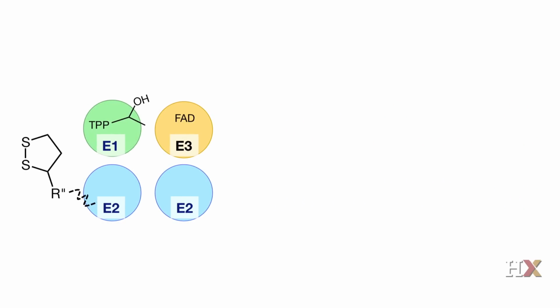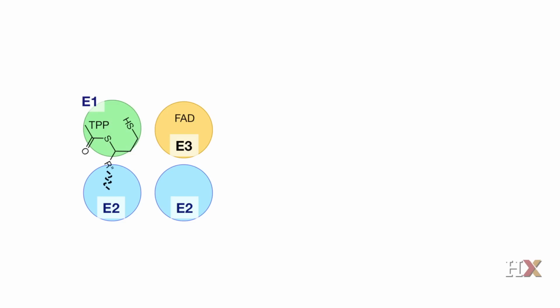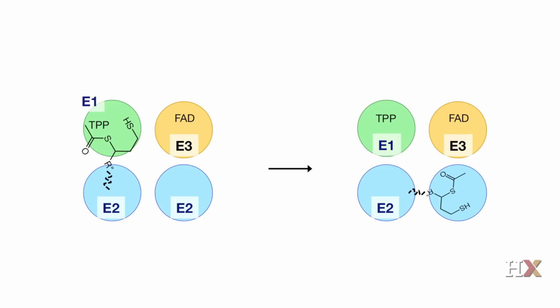During the second step, the flexible arm of lipoamide that is bound to E2 will penetrate into the channel in E1. It will bring the reactive part of the lipoamide arm very close to hydroxyethyl TPP. And E1 will catalyze the transfer of the acetyl group to lipoamide. Upon transfer, the lipoamide arm swings out of the E1 active site and enters the catalytic core formed by the E2 subunits. Now we have the third step.